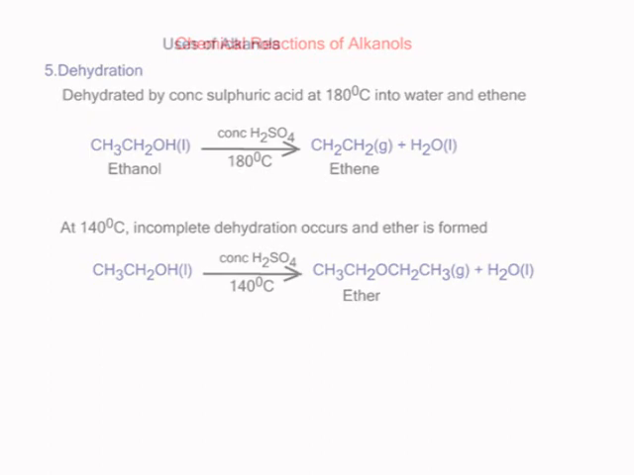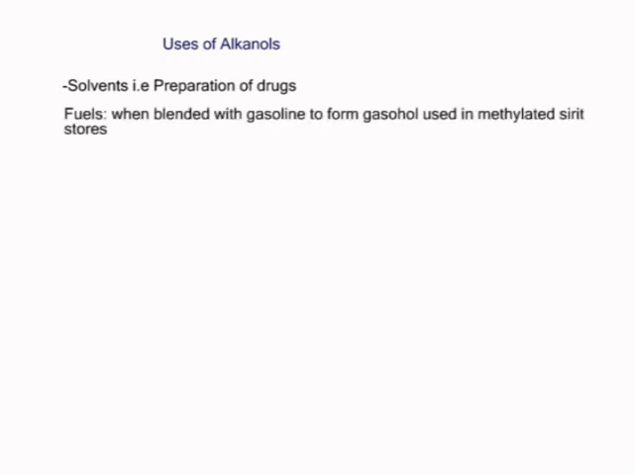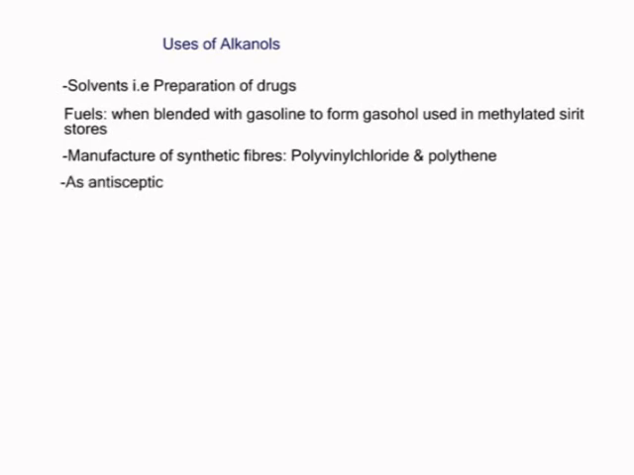Finally, we look at the uses of alkanols. Now alkanols are used as solvents in the preparation of drugs. They can be used as fuels when blended with gasoline to form gasohols used in methylated spirit stores. They are also used in the manufacture of synthetic fibers like polyvinyl chloride and polythene. It can also be used as an antiseptic when used in specific concentrations, like in skin disinfection.